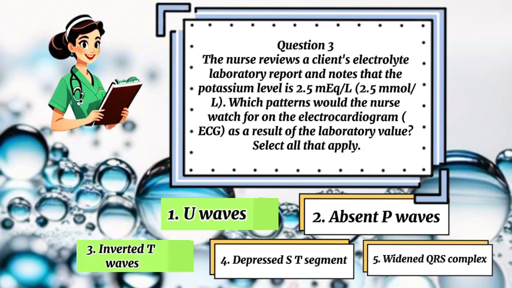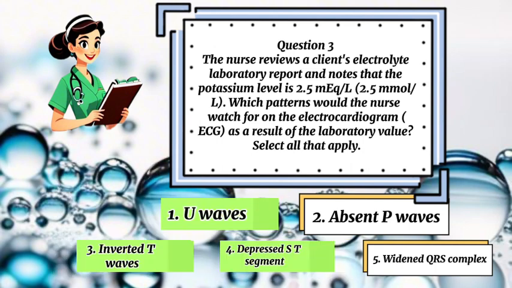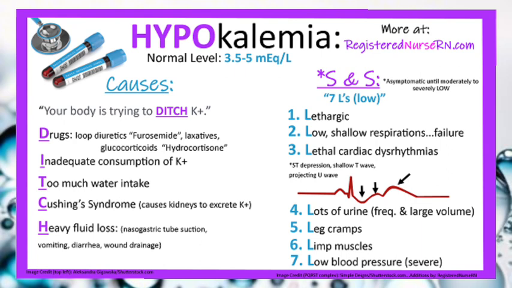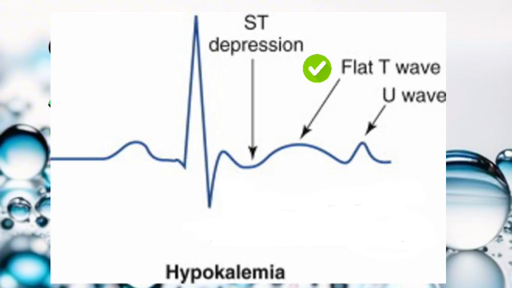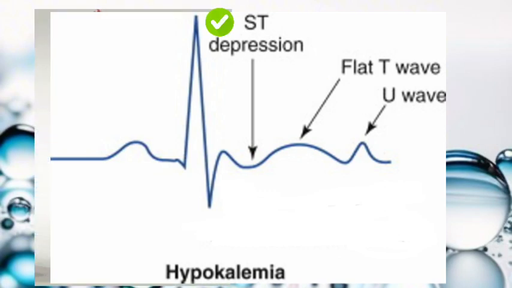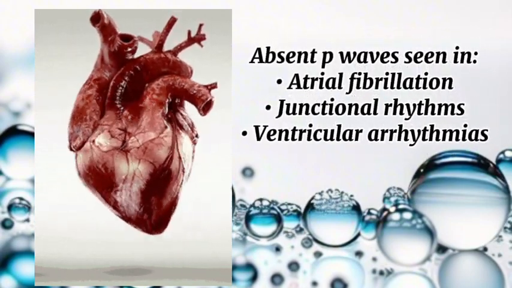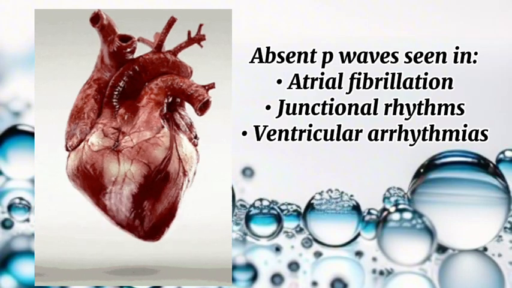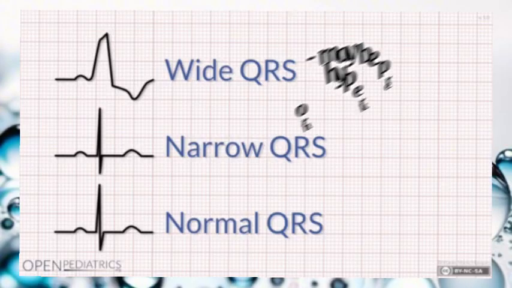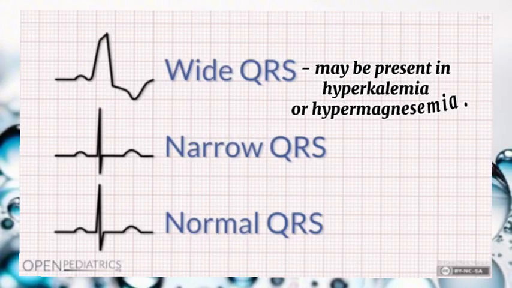1. U waves. 3. Inverted T waves. 4. Depressed ST segment. Rationale: the normal serum potassium level is 3.5 to 5.0 mEq per L. A serum potassium level lower than 3.5 indicates hypokalemia. EKG changes include shallow, flat, or inverted T waves, ST segment depression, and prominent U waves. Absent P waves are not a characteristic of hypokalemia, but may be noted in a client with atrial fibrillation, junctional rhythms, or ventricular rhythms. A widened QRS complex may be noted in hyperkalemia and hypermagnesemia.